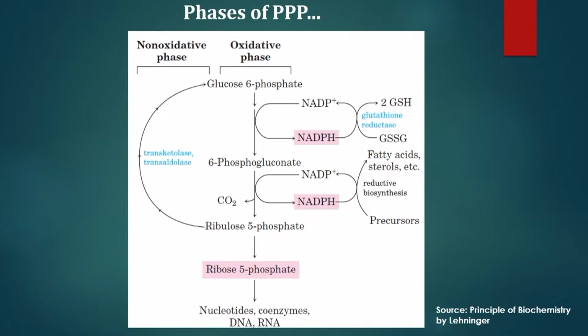Ribulose 5 phosphate undergoes an isomerization reaction where it forms ribose 5 phosphate, and as I told you, ribose 5 phosphate is the precursor molecule for the formation of nucleotides and coenzymes, which ultimately make DNA and RNA, the nucleic acids. Now if you see the right hand side, at a certain step of the oxidative phase there is the formation of the NADPH molecule from NADP.